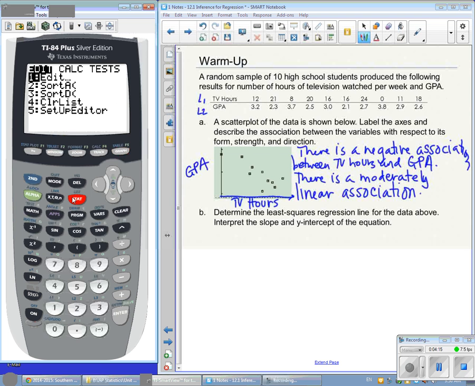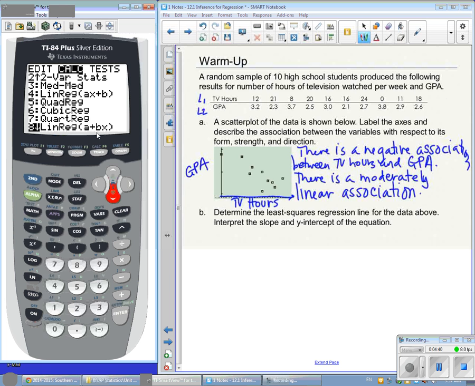If we go to our stat calc menu, the one thing I do want to point out is your calculator has two linear regression commands. There's the command that's option 4, and notice that in this command it's ax plus b, where the variable a represents your slope and b represents your y-intercept. If you scroll down a little bit further, there's another command for linear regression, but it's in a different form, where a is actually your y-intercept and b is your slope.